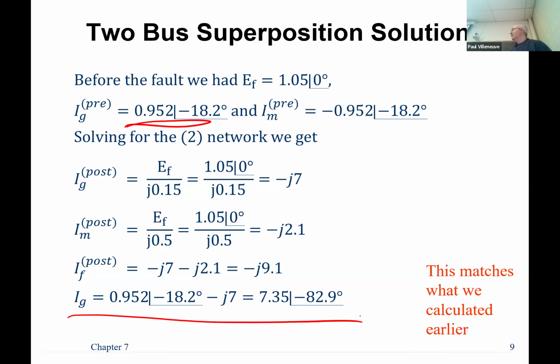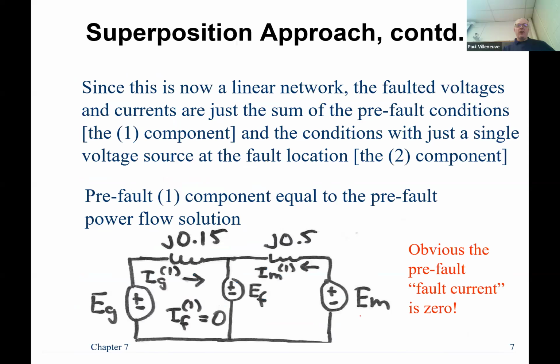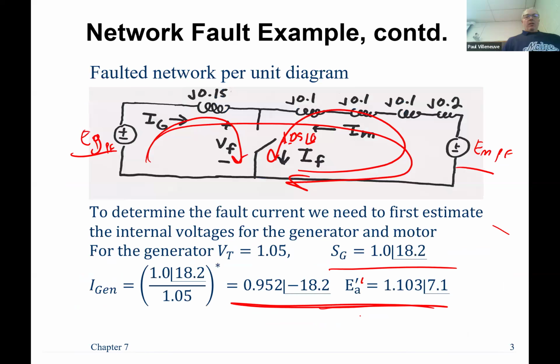Not exactly. Why is it important? I know what the fault current is from here, so we'll call it IFG. And I can calculate this current here, IFM, and then this is IF. Why is it good to know what IFG and IFM are? Maybe it's not. I think it is, though.